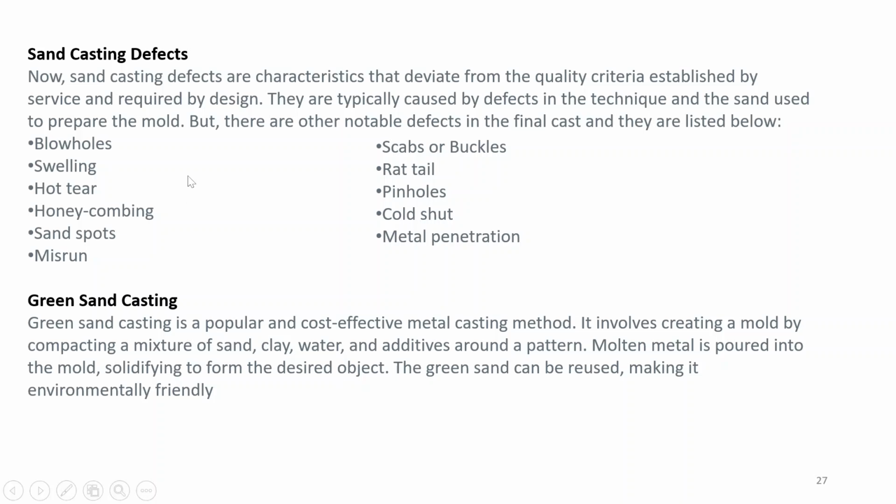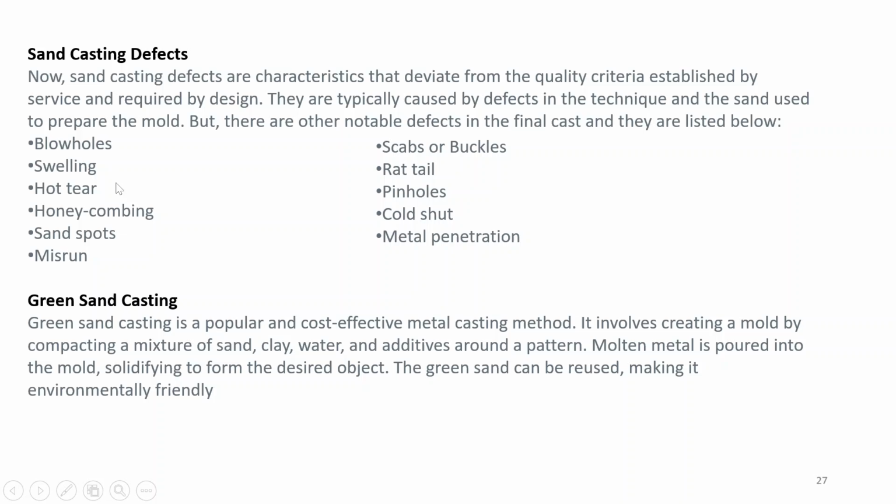Next is sand casting defects. Now there are certain defects also related to sand casting. So sand casting defects are characteristics that deviate from the quality criteria established by service and required by design. These are typically caused by defects in the technique and the sand used to prepare the mold. But there are other notable defects in the final cast, and they are listed below.